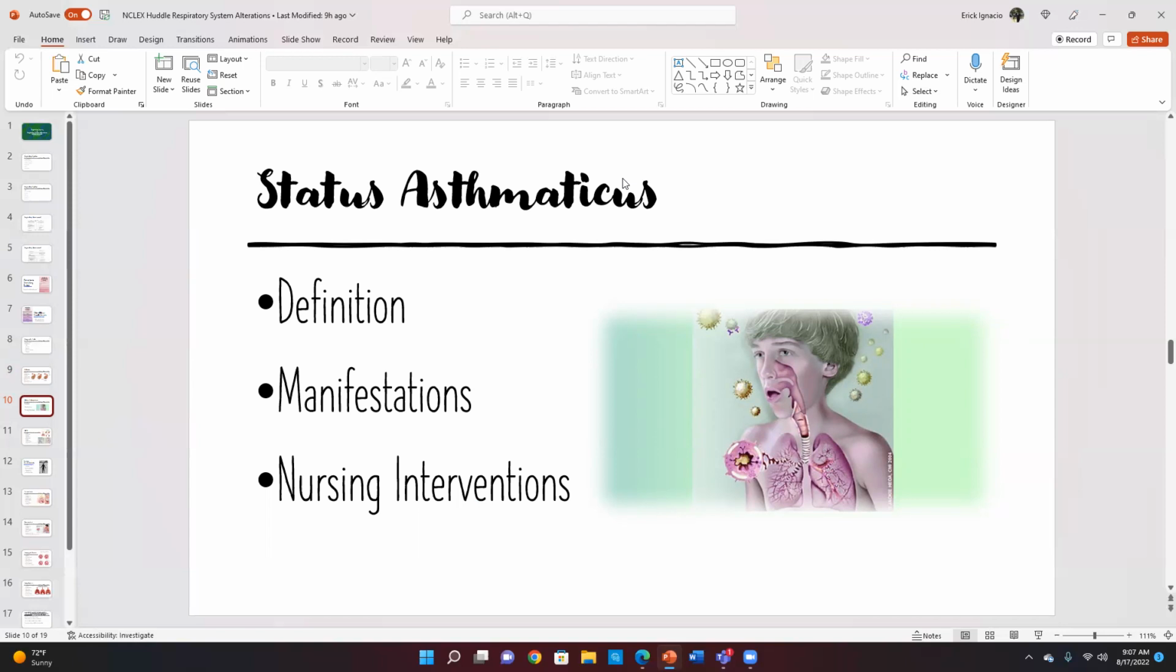So the nursing interventions for status asthmaticus will place this patient in the high Fowler's position. We will prepare for emergency intubation. We will administer oxygen, epinephrine, and systemic steroids as prescribed. We will provide emotional support. Okay, so this is a very serious condition. And a lot of times the lungs are no longer responsive to these emergency medications.